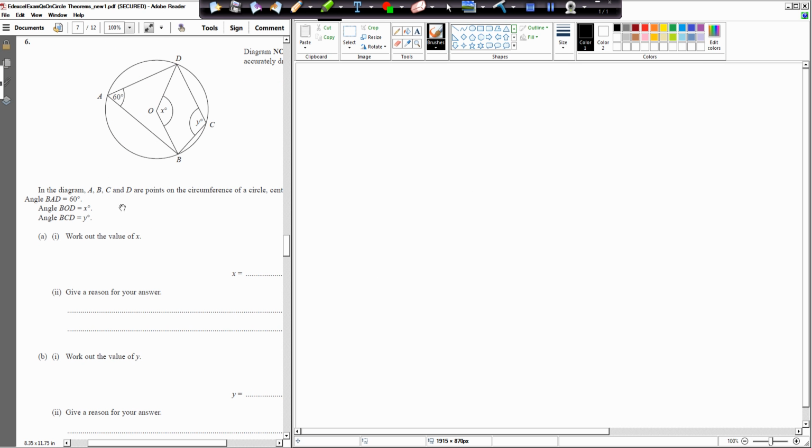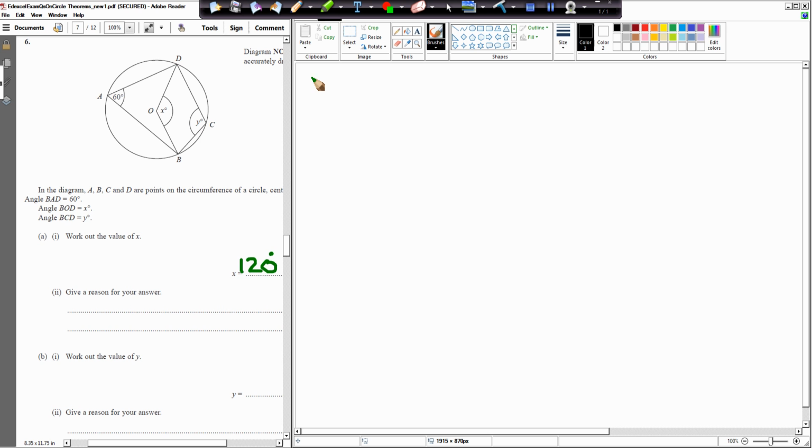Question number 6. In the diagram, A, B, C, and D are points on the circumference of a circle, center O. Angle BAD is 60. Work out the value of angle X. So what can we say about angle X? What's the angle X going to be equal to? So that's 60 here. That will be equal to 120. 120 degrees. Now give a reason for your answer.